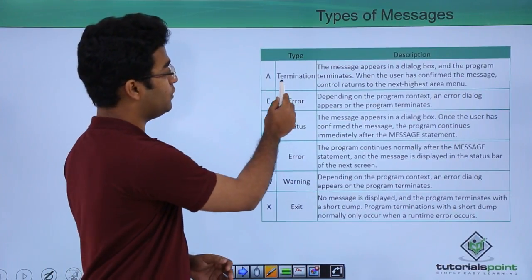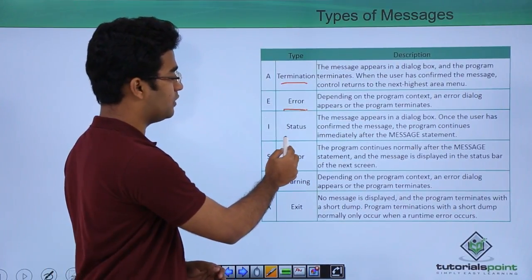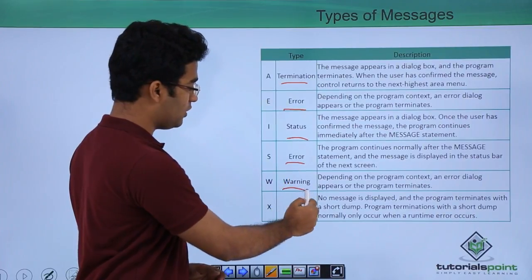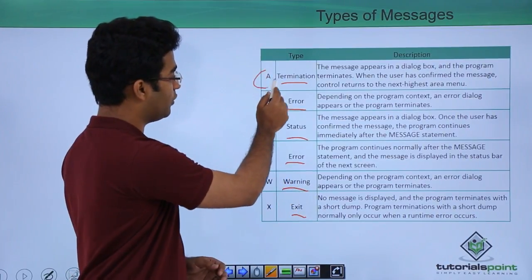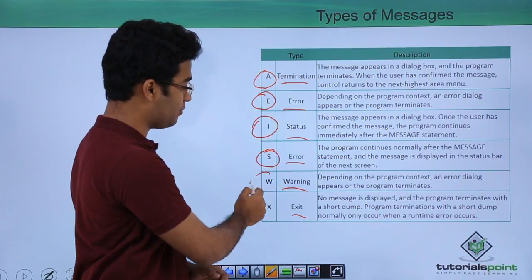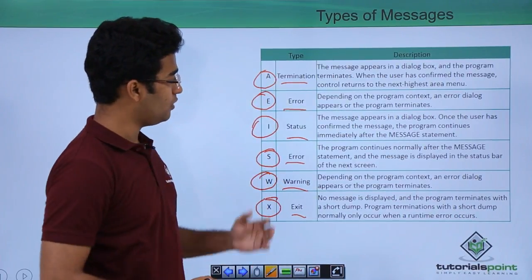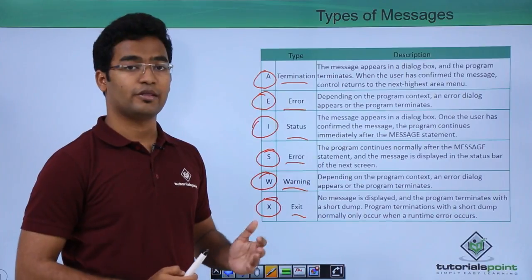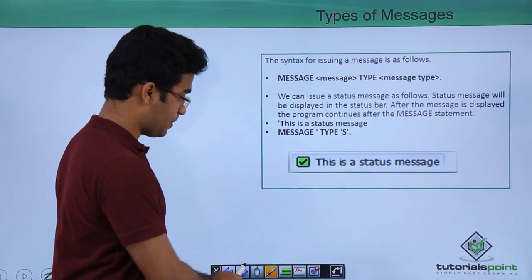There is the termination message, the error message, status, information, warning, and exit. These are the different notations that we have to use in our ABAP programming while defining a particular message. So let us see all these types of messages in detail.